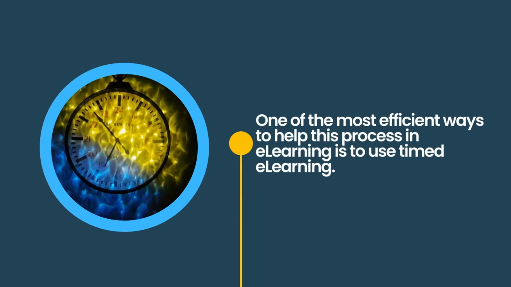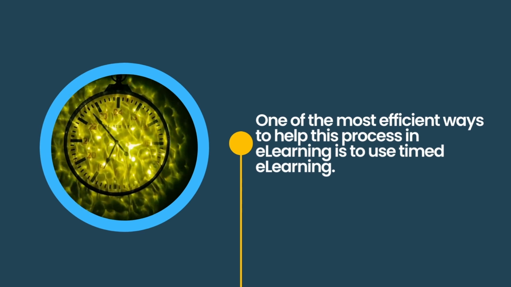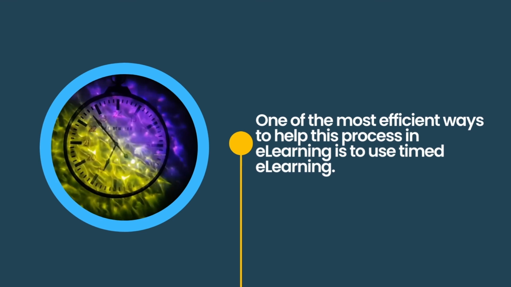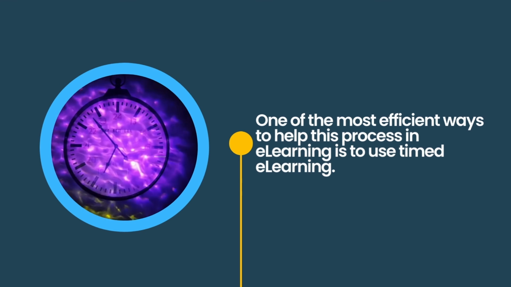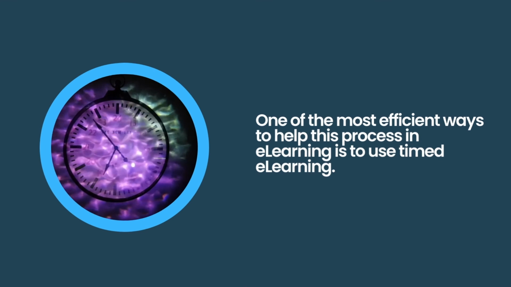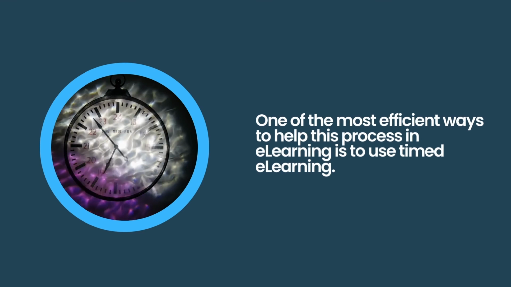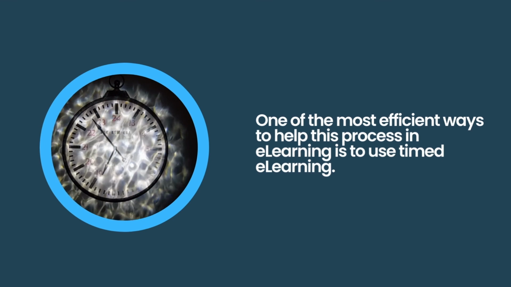One of the most efficient ways to help this process in e-learning is to use timed e-learning. Create time-limited modules and e-learning activities. The same concepts or topics should be covered differently in e-learning modules. For example, a work task can be a branching scenario, an e-learning video demonstration, or an e-learning simulation. Instead of a single online session, these e-learning activities take place over a week.